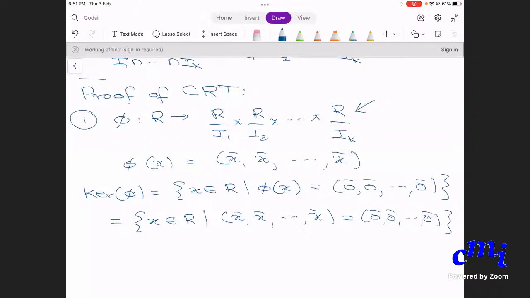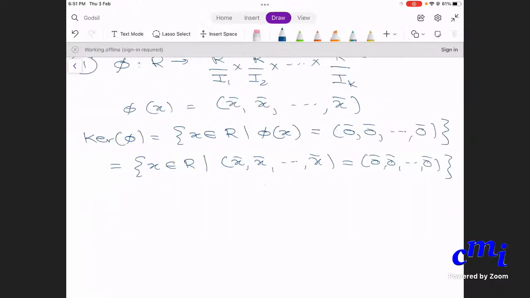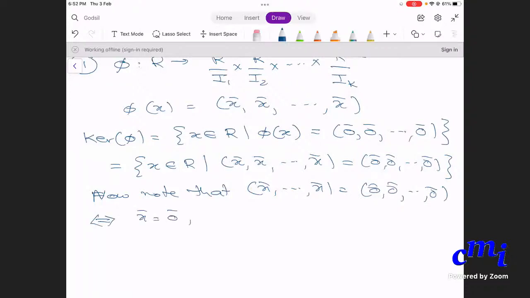Now, what does this mean? This doesn't mean that x must be 0, right? This definitely does not mean that x must be 0. If x bar and 0 bar are equal, it doesn't mean x and 0 are equal. It just means that x minus 0 belongs to that ideal, whichever ideal you're considering. Now note that x bar equals this if and only if the first x bar should be 0 bar, the second x bar should be 0 bar, the third x bar should be 0 bar, the last x bar should be 0 bar.